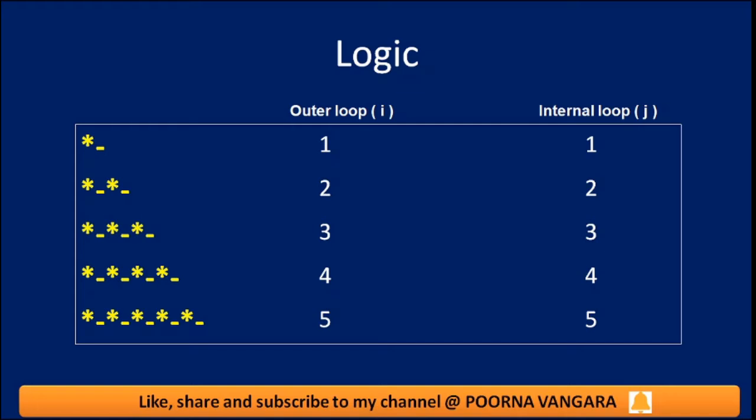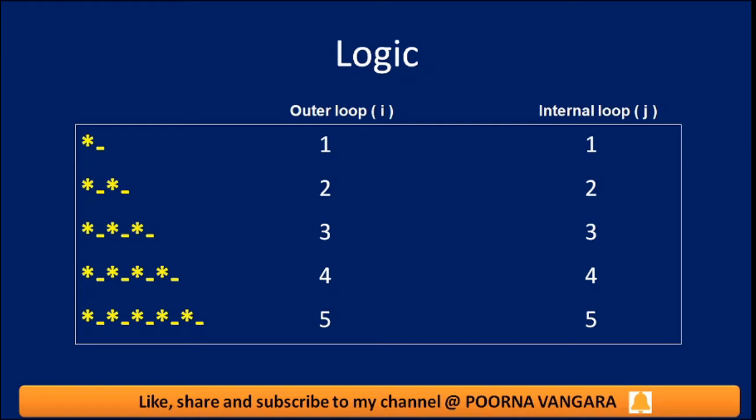For this particular pattern, fortunately this internal loop count is directly equal to the row number, or line number, or iteration number. So let me give the example. If you are in the third row, the third iteration, how many times are you going to print the star and space? 3 times. So what is the count of the internal loop? 3. So it is directly equal to the row number or the line number.